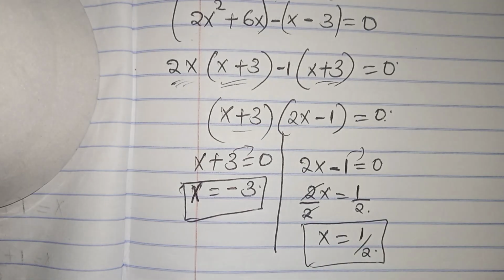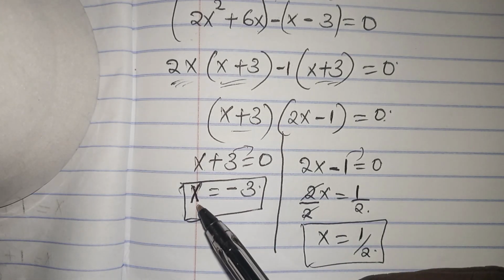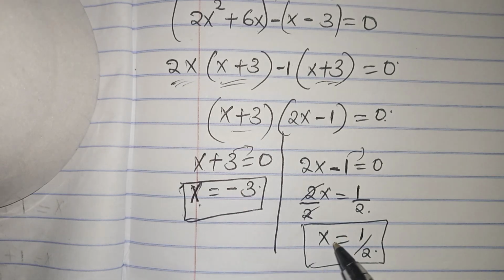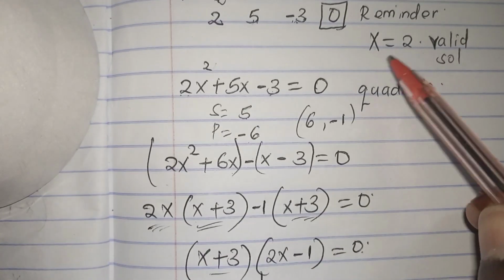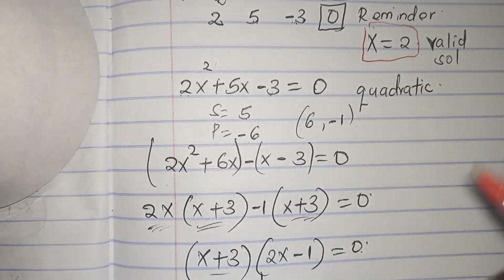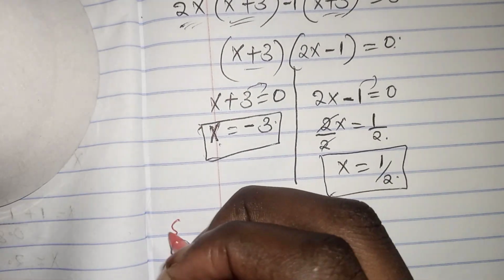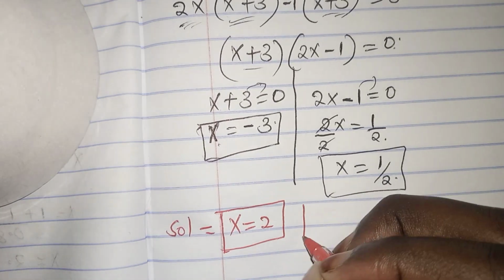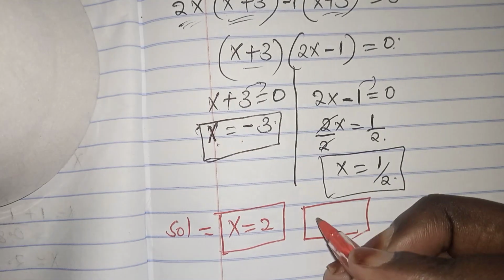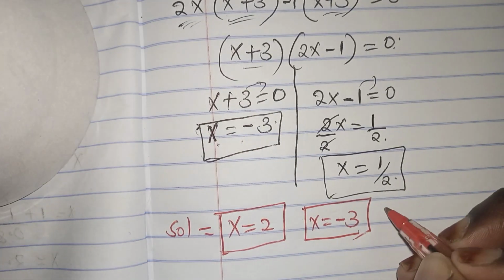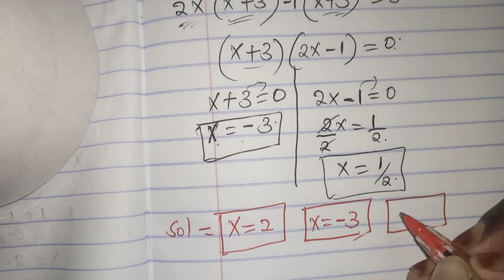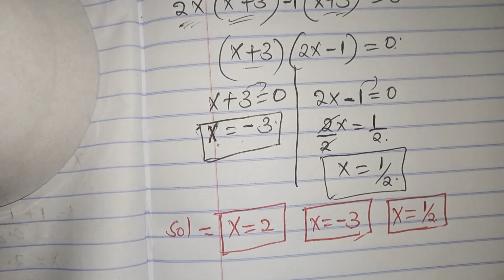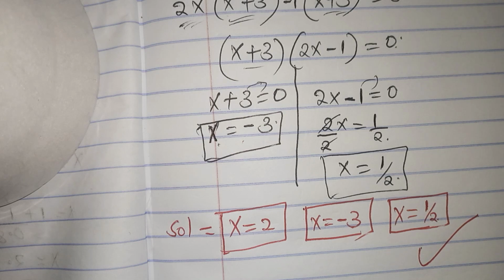Good. So we have found one value of x and another value of x. It being a cubic equation, it must have 3 values. So our first value, our valid solution, was x is equal to 2. The second value, x is equal to negative 3. And the third one, x is equal to 1/2. So this is the right answer.